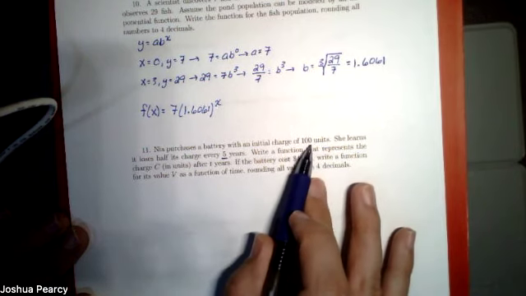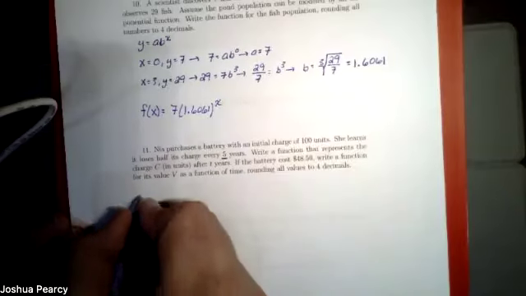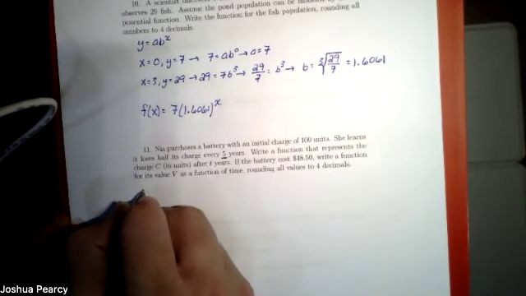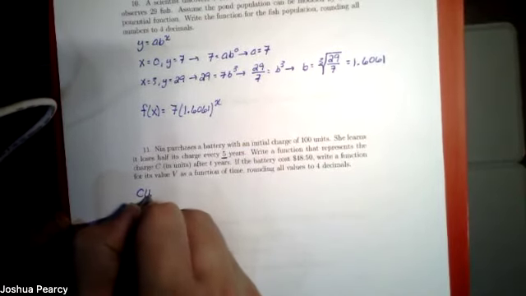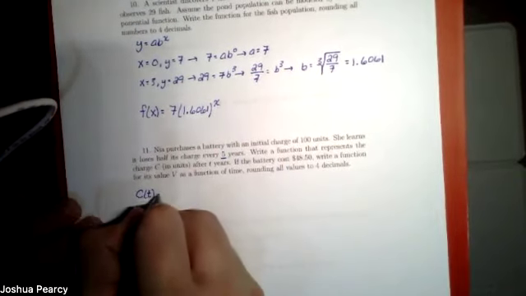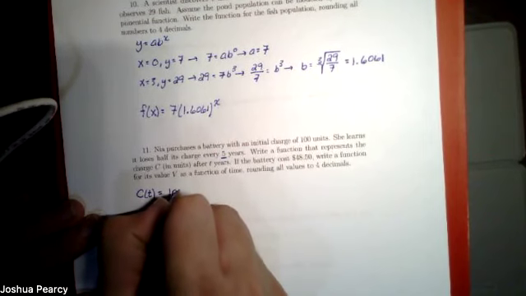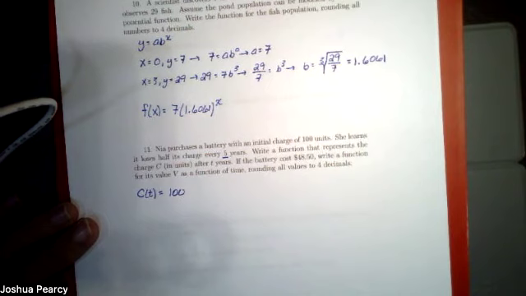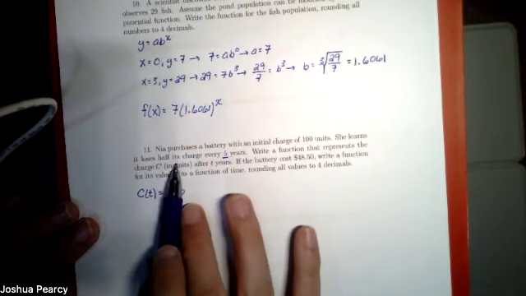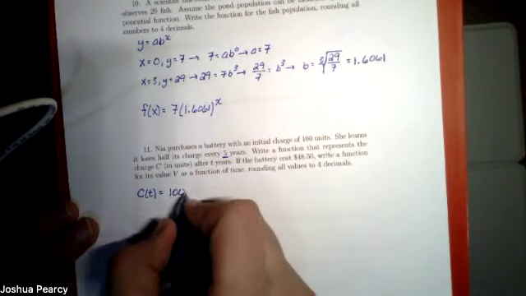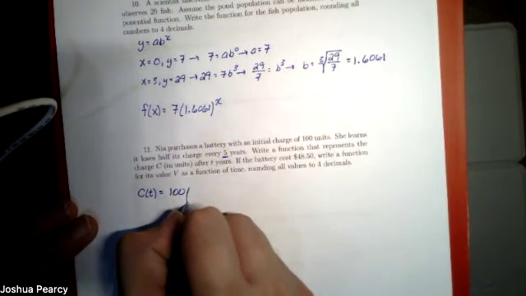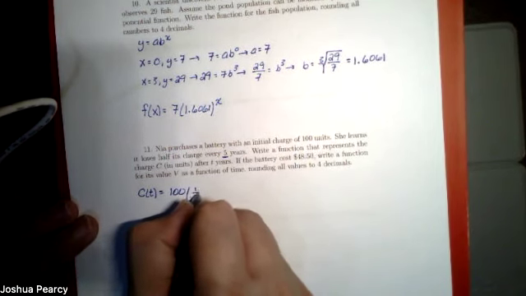So we want to use this first part right here, the initial charge of 100 units. We're going to have a function C of t for the charge, right? So C of t, the initial charge was 100 units, or whatever it is; usually units for batteries, or volts or amps, something along those lines. And it says it loses half its charge every 5 years. So the base here is going to be 1/2 in the exponential.